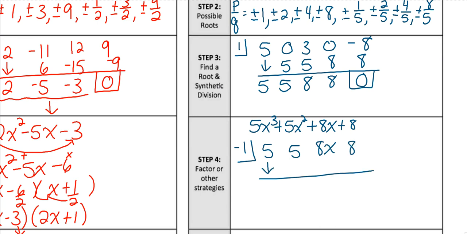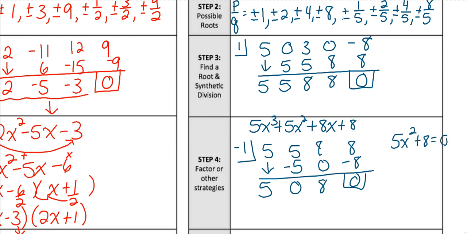So I'm going to do my synthetic division again. Doing the process over again. Did not mean to write the x there. We just write the coefficients. And again, we get a remainder of 0. So that means that -1 is a root of this polynomial. So now I'm left with 5x squared plus 8. And that is a quadratic that I can again solve simply.